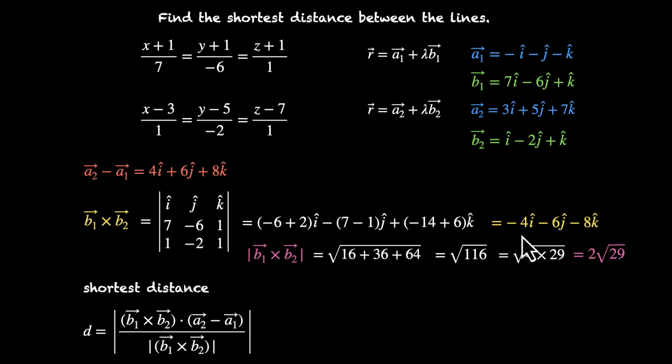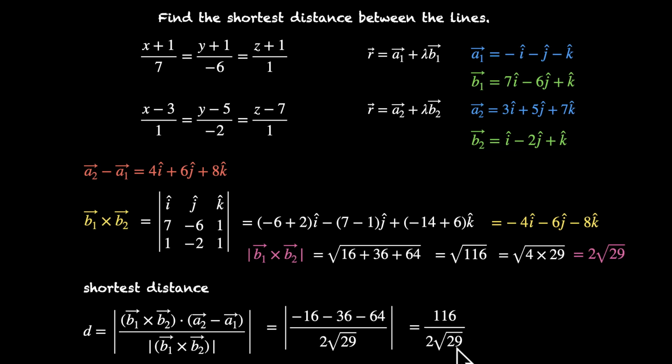So the dot product is minus 4 times 4, minus 16, 6 times minus 6, that's minus 36, and 8 times minus 8, that's minus 64. So minus 16 minus 36 minus 64 divided by 2 root 29, mod of this. If you add them up, this is 16, 36, 64. So that's 116 in the numerator and 2 root 29 in the denominator. So this cancels out. This makes 2 root 29 because 116 is the square of 2 root 29. So the answer is 2 root 29.